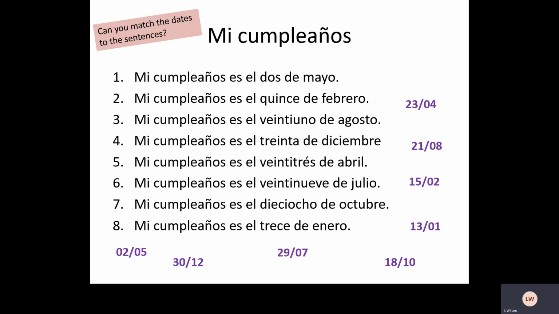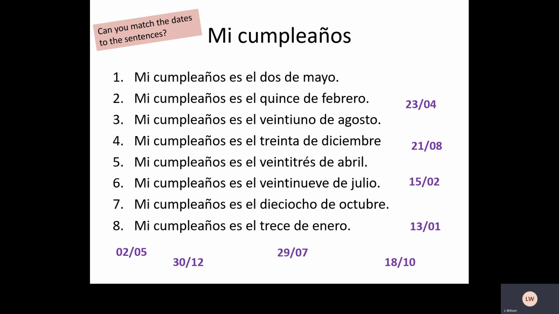Okay, terminado? So, vamos a hacer las respuestas. So we did number 1, didn't we? We said it was the 2nd of May. Número 2. Mi cumpleaños es el 15 de febrero. Would be the 15th of the 2nd. So 1502. 3. Mi cumpleaños es el 21 de agosto. Which would be the 21st of August, 2108.